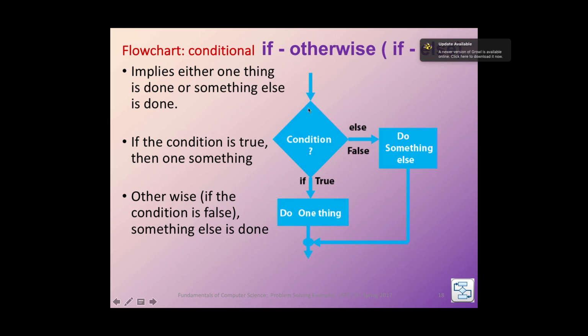You again use the decision, you apply the test, and if it's true, you do one thing, or if it's false, you do something else. And you can see after you've done either one of those actions, you then combine again and carry on with the program. Okay, so this is how you either do the one thing or the other choice is portrayed on the flowchart.